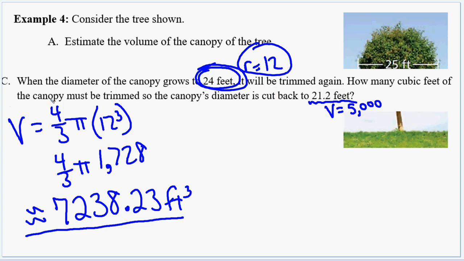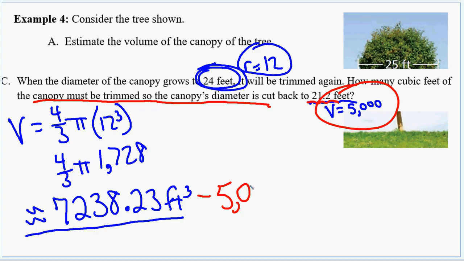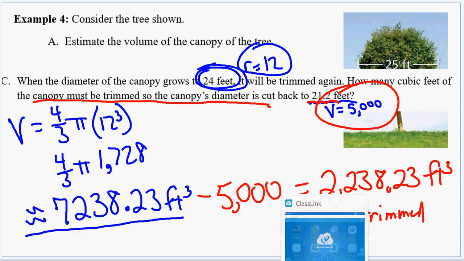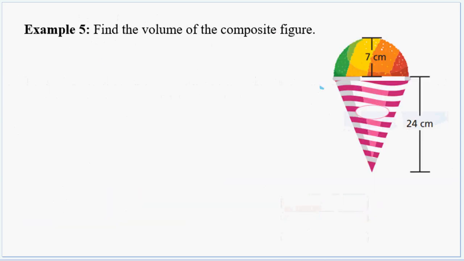And the question again is how much must be trimmed away to get back to the 21.2 feet diameter? So we are going to subtract that 5,000. And when we subtract, that means we're going to need 2,238.23 feet cubed must be trimmed. Must be trimmed. All right.